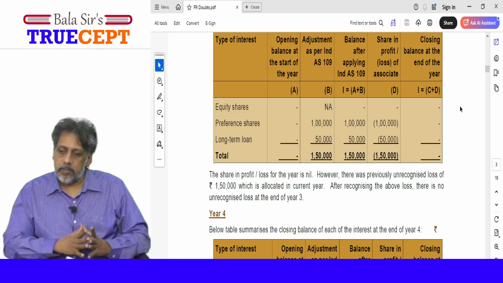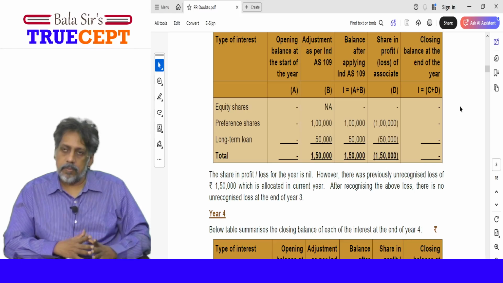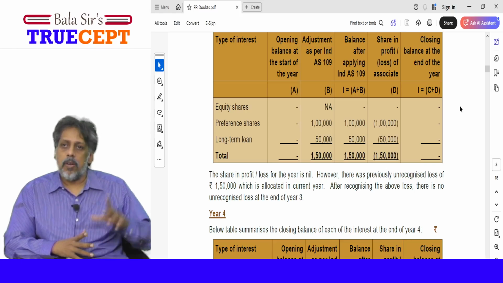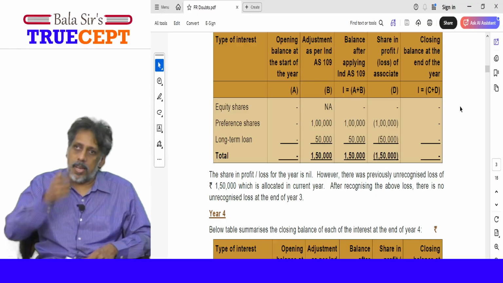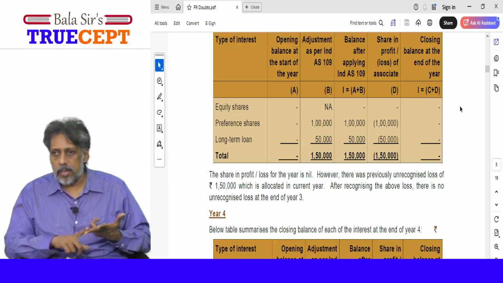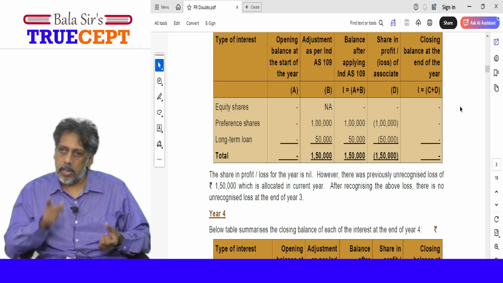Okay, next. Then preference shares adjustment as per IND AS 109 is 1 lakh. So the balance also is 1 lakh. It became 0, and now it's a 1 lakh increase, right? So 1 lakh. Then share of profit or loss is negative 1 lakh.